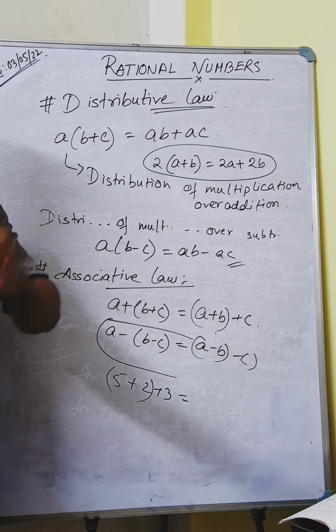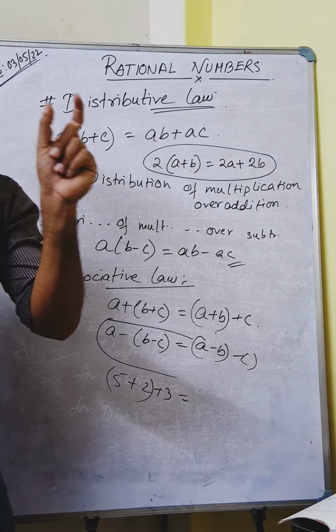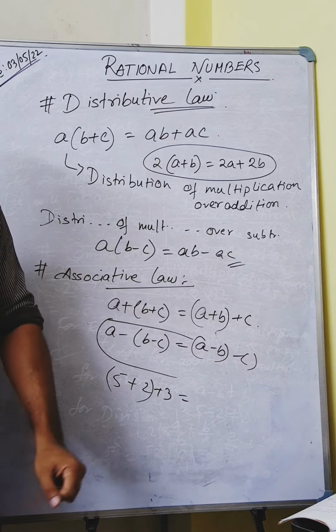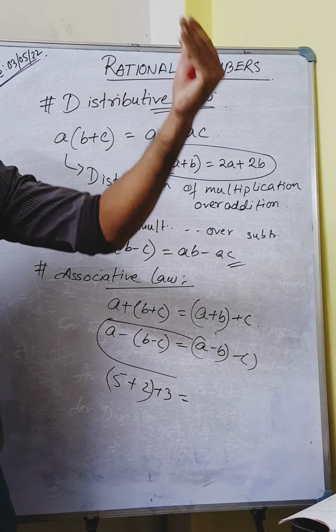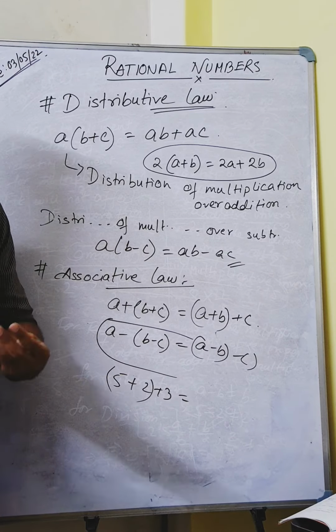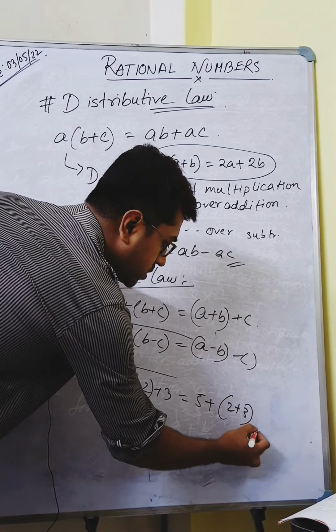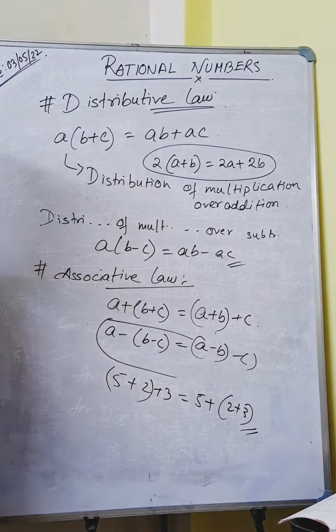Not possible. You have to multiply 5 into 2 into 3 in mind, and so on. So at first we have to operate two numbers, then three numbers, four numbers like that. That is why addition, subtraction and multiplication are called binary operations. That is why we put the bracket on two numbers. So 5 plus 2 then plus 3, or 5 aside then 2 plus 3, the answer will remain the same. This is the associative law.